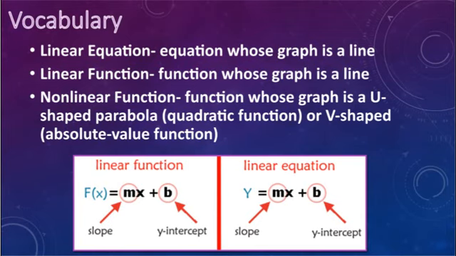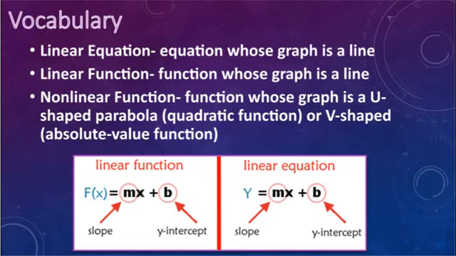A linear equation is just an equation that has two or more variables. The linear equation is an equation whose graph is a line. And so if you have a linear function, it's a function whose graph is a line. It's a straight line.